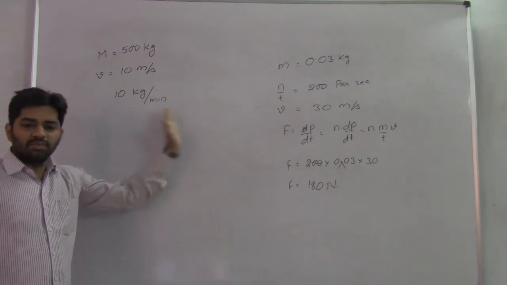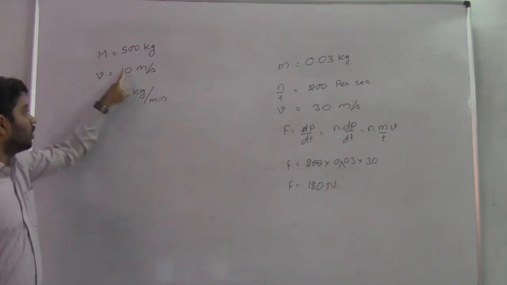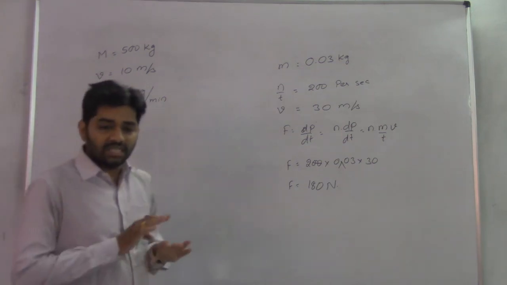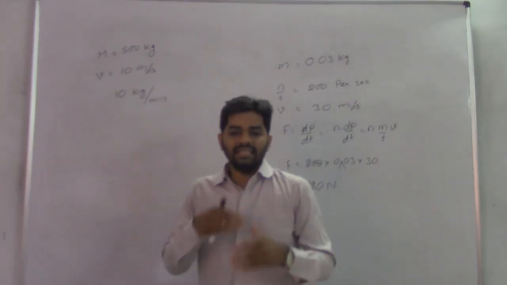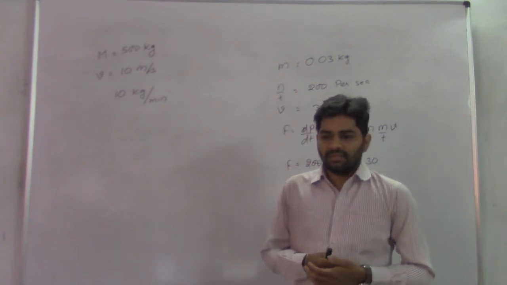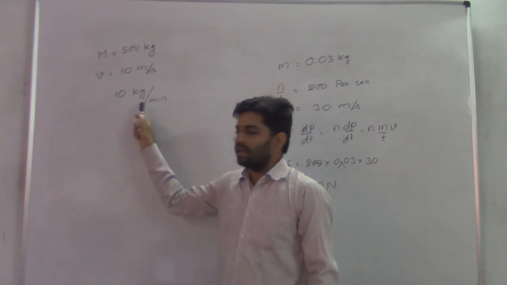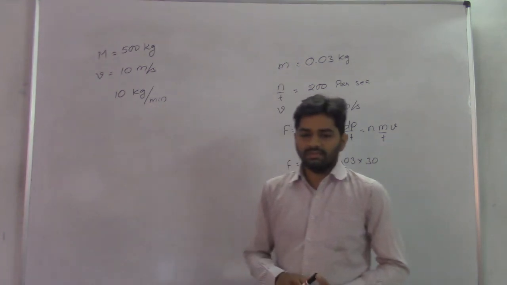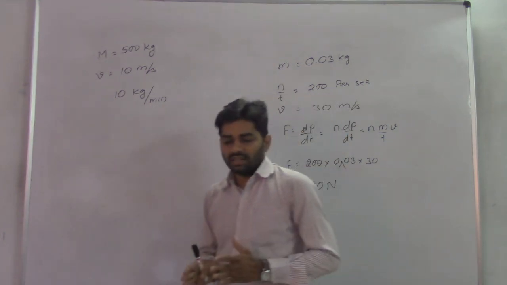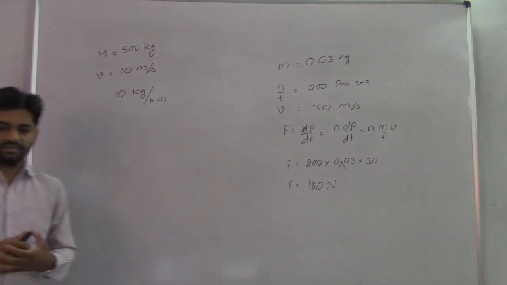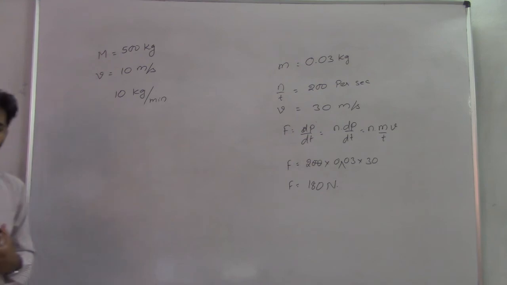Fine. Truck is moving. Its velocity is equal to what? 10 meter per second. On the moving truck, without changing our velocity, sand is dropping. Here we are pouring some amount of sand that is equal to what? 10 kilogram every 1 minute. Clear? So in this case also I have to maintain the velocity of the truck constant. I want to maintain the velocity of the truck must be constant.